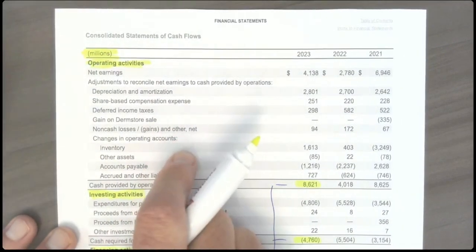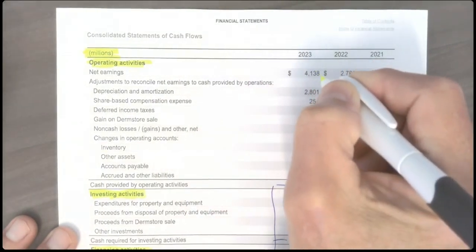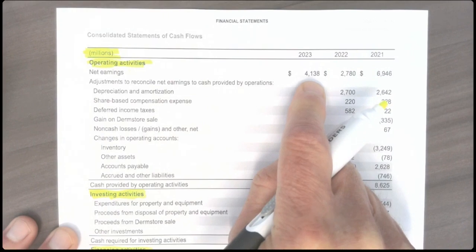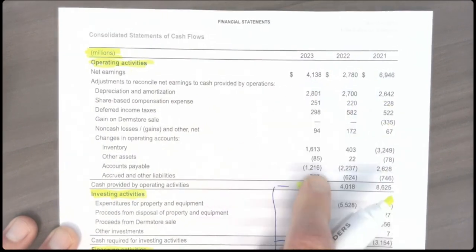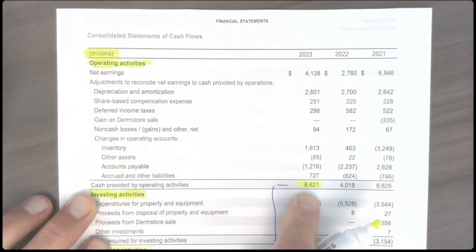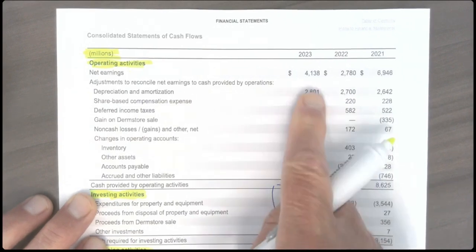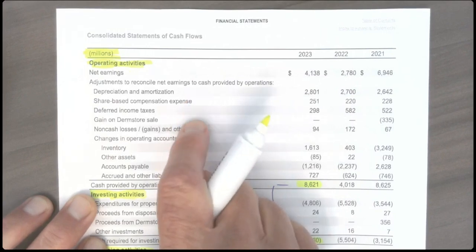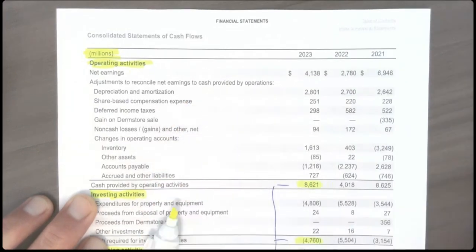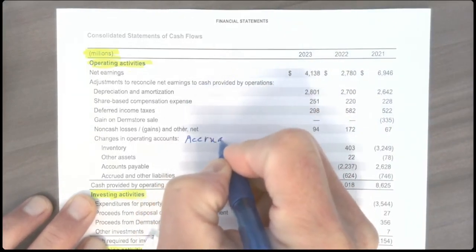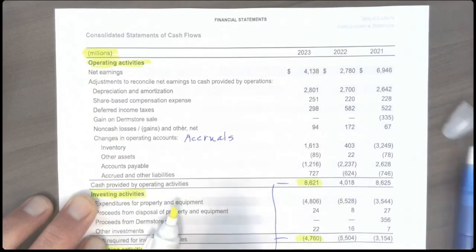This is the indirect method, where they started with net earnings, 4.138 billion. Remember that from the income statement? That was net income for the year. And we explained exactly why that differs from cash provided by operating activities of 8.621 billion. And of course, those differences fall into two groups: the non-cash charges to the long-lived assets accounts and the accruals. These are the accruals, the changes in the operating accounts on the balance sheet.